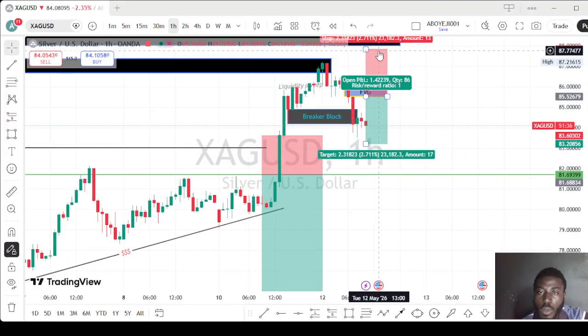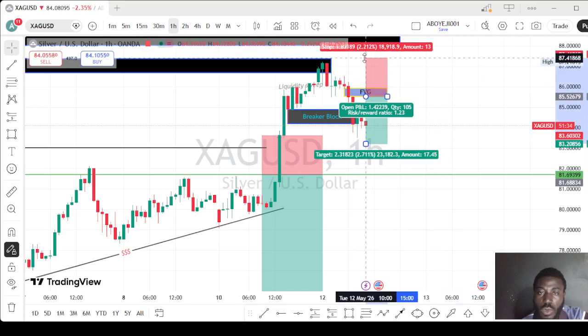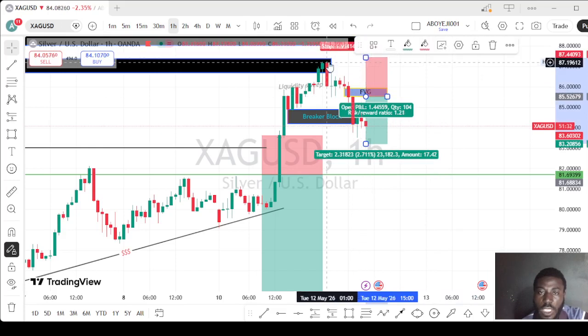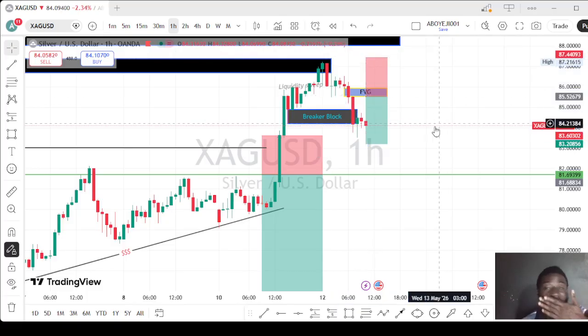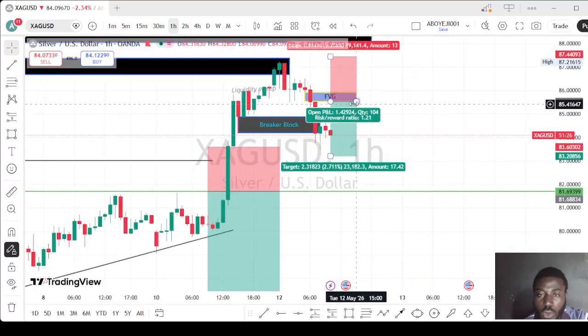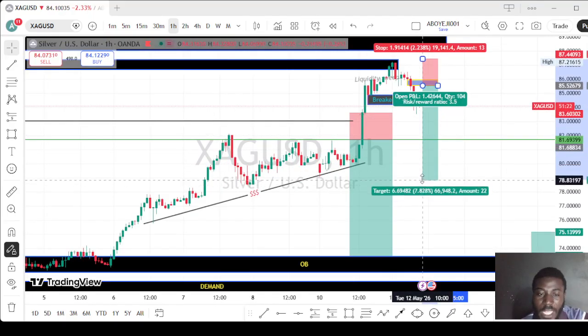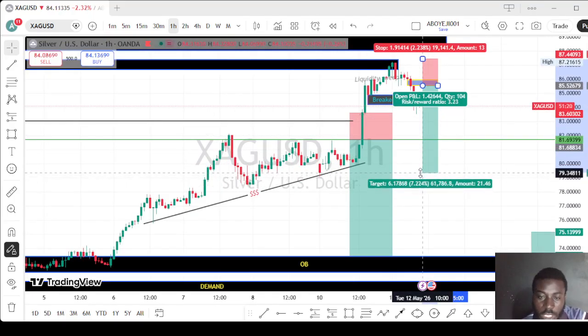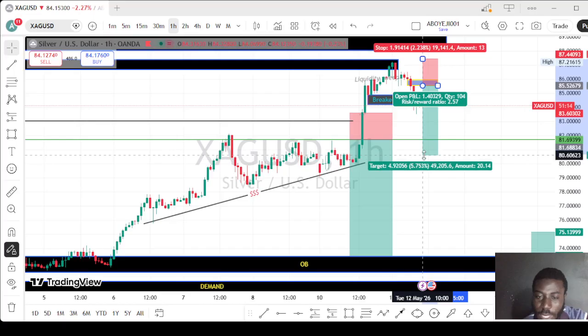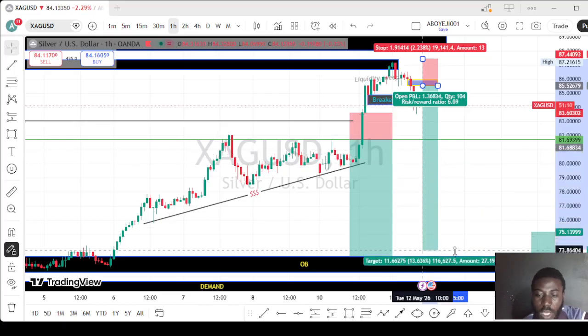A huge dump is coming on silver also, because this is a supply zone. And on gold, you will see that the market mitigated that supply zone also. So I'm finding a huge dump. The market will first react on this demand, this minor demand, because it created FVG. You can see the market will first react on it before you can see a huge dump.